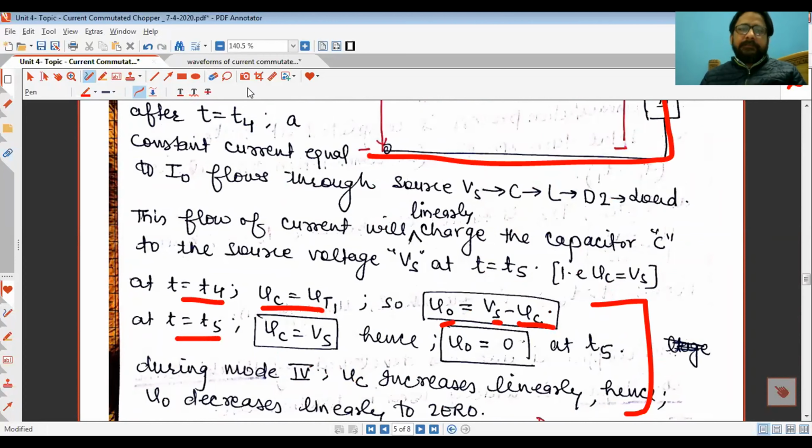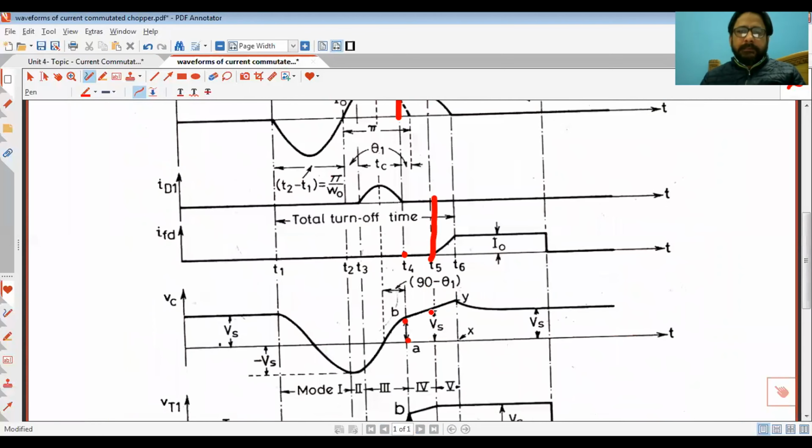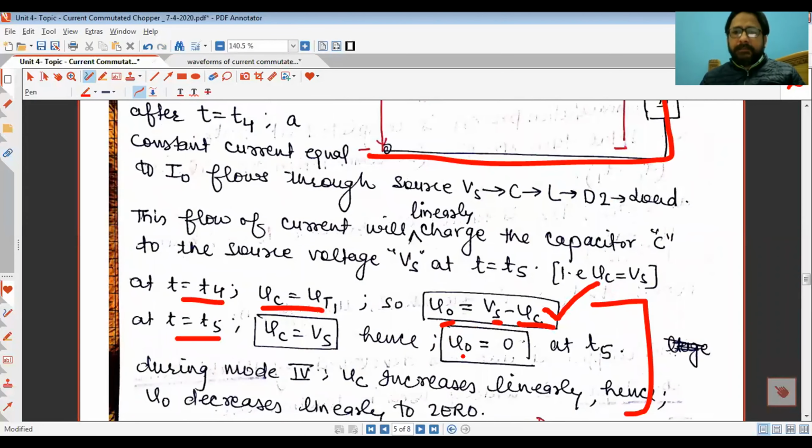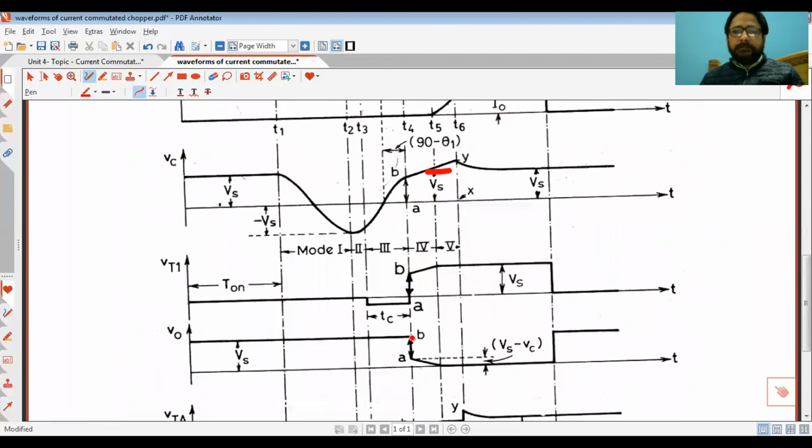At t equals t5, let us see what happens. Here Vc has become equal to Vs. It is shown. Vc becomes equal to Vs. Now because Vc becomes equal to Vs, V0 becomes equal to 0. Look at t5 here, V0 has become equal to 0.